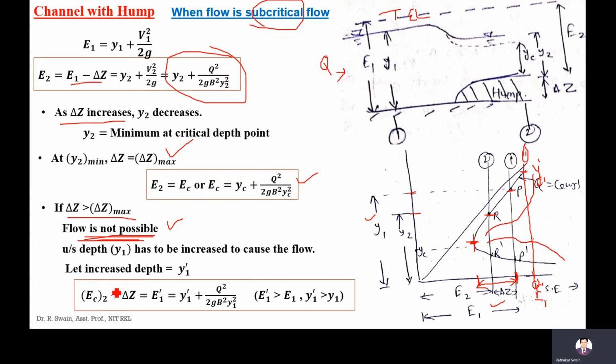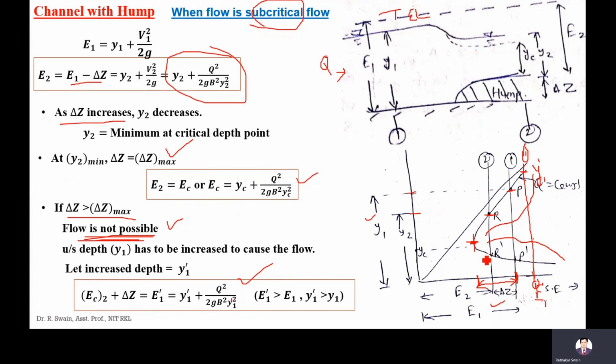So at this section 1, E1 dash will be Y1 dash, which will be EC2 plus delta Z, meaning critical specific energy, minimum specific energy at section 2, plus delta Z, which will be Y1 dash plus Q square by 2 g B square Y1 dash square.